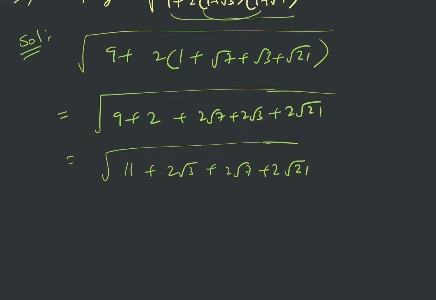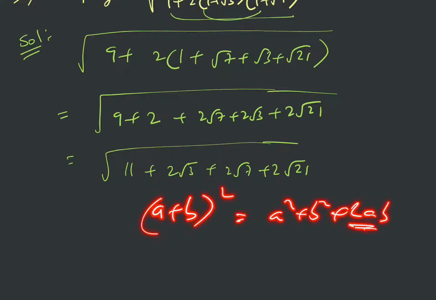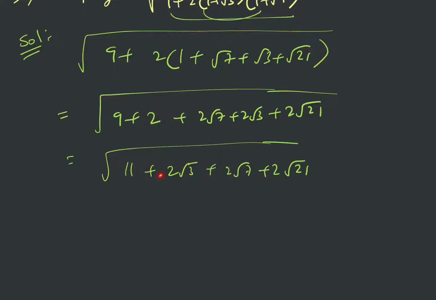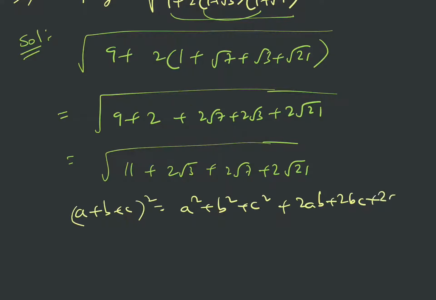So now you see you have 2, 2 and 2 here. So now, I mean, you can't write it as a plus b whole square, right? This is a square plus b square plus 2ab, but then here you have 3 times you have 2 root something, 2 root something and 2 root something. So now try to think the formula of a plus b plus c whole square, right? So a plus b plus c whole square, it is a square plus b square plus c square plus 2ab plus 2bc plus 2ca. Right, now this 2ab, 2bc, 2ca you can compare with 2 root 3, 2 root 7 and 2 root 21, right?